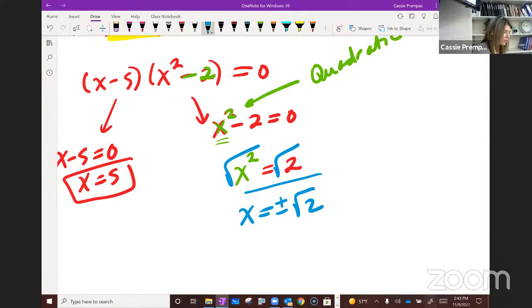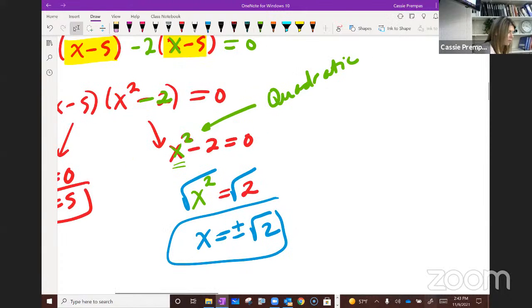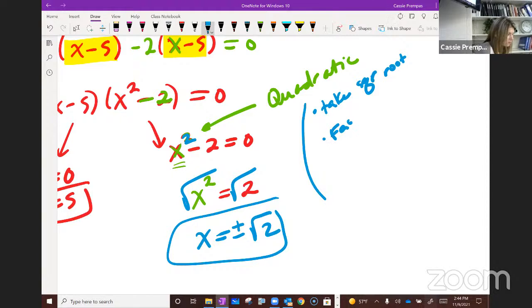So as you're thinking about solving these equations, if you see something squared, you want to think about those 4 methods that we looked at. Take the square root to solve, factoring, quadratic formula, or completing the square.